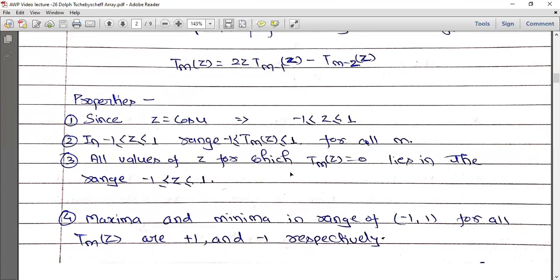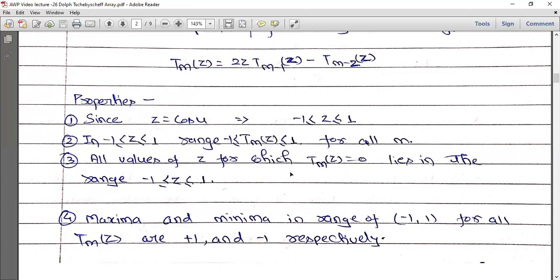Obviously, because the values of z for which Tm(z) is equal to 0 will be a value of z itself. And we know that the value of z will always lie between minus 1 and 1. Next thing is the maxima and minima in the range of minus 1 to 1 for all Tm(z), which are plus 1 and minus 1.